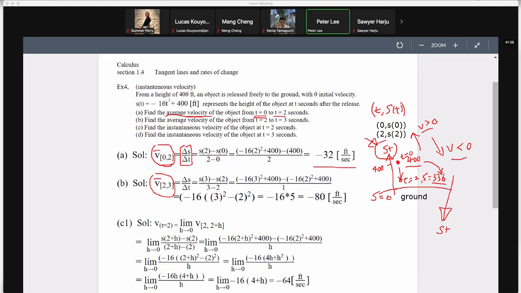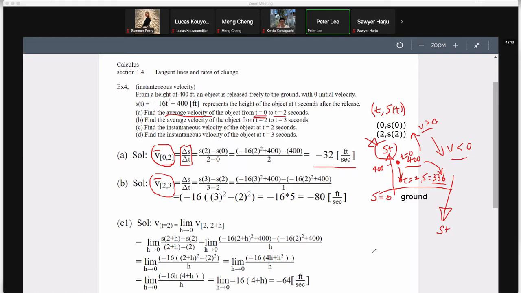So from t equals 2 to t equals 3, what happens? The change in position is actually minus 80. Within that 1 second, the position changed by minus 80, meaning that the object went down. Minus 80 means that the S value went down. That means the object went down towards the ground, because in this case, the positive S axis is upward. So minus 80 means it's actually in the downward direction. So that's the average velocity. Any questions here?